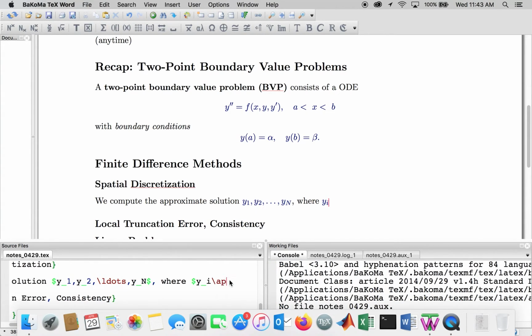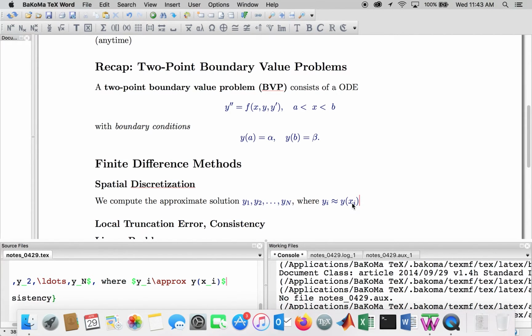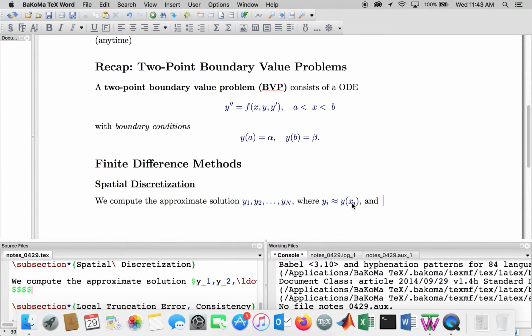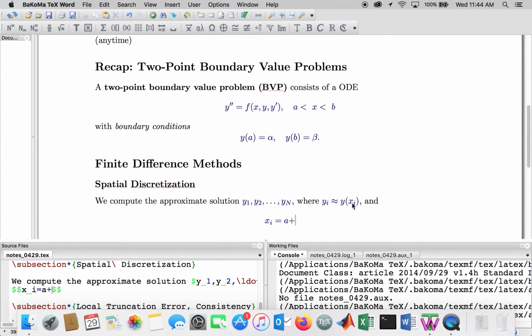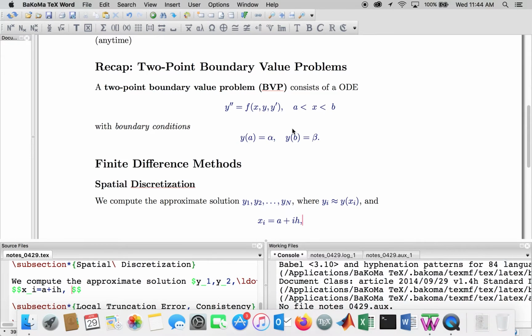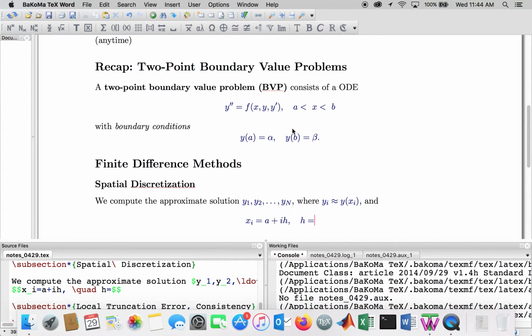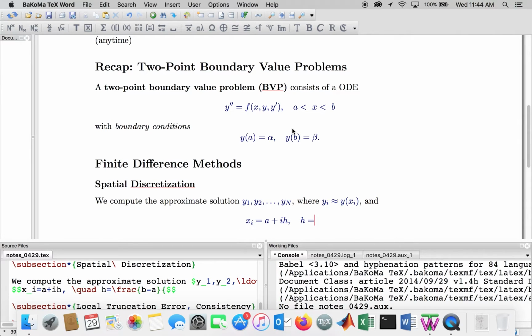where each yi is an approximation of the exact solution at some point xi, and I'll define xi now. xi is equal to a, the left endpoint of your interval, plus ih, and h is equal to (b minus a) over (N plus 1). We actually saw this quantity in the case of the shooting method.